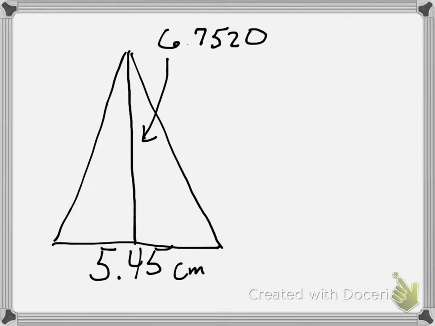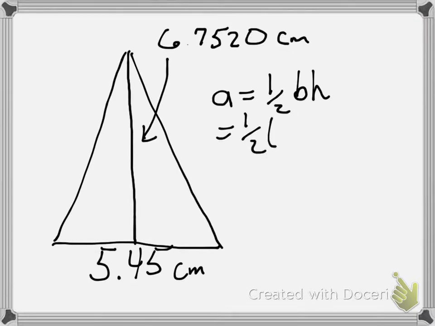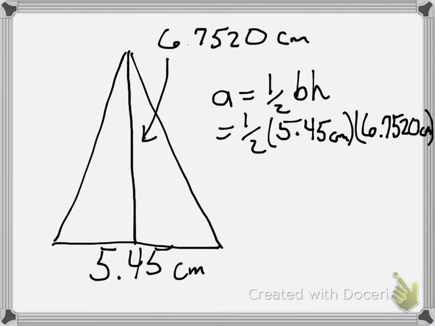And then we also need to know the area of a triangle formula. So, oops, got my units. So centimeters. So the formula, area of a triangle is 1/2 base times height. I think you're all aware of that, hopefully. So the base of our triangle is 5.45 centimeters, and our height is 6.7520 centimeters. Oof, barely made it.